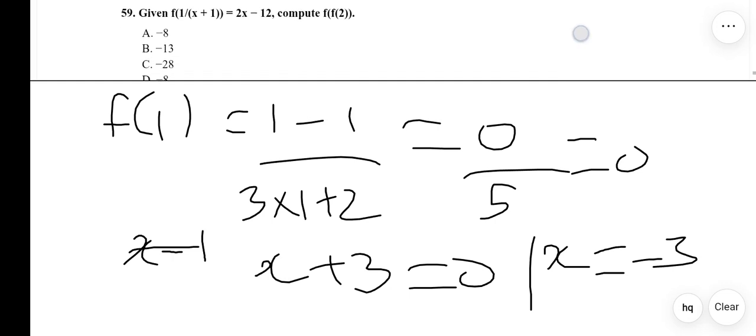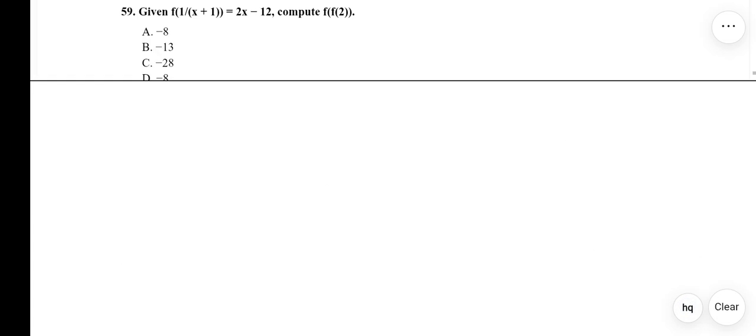So for 59, I was told that f of 1 all over x plus 1 is equal to this. I was now asked to find f of 2. First of all, if I want to get my f of 2, I would find a value whereby this input, which is 2, is same thing as this input here, 1 all over 1 plus x. So what is the value of x at that point?